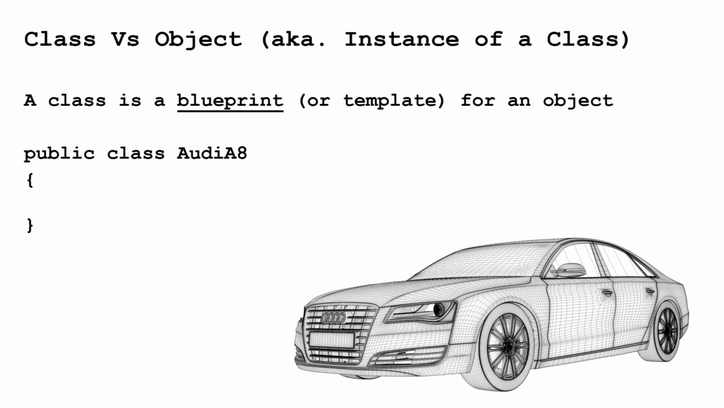What is a class? A class is a blueprint or a template for an object. So I use this picture as an example. This is not an actual car, but it's a blueprint or a template for the car.